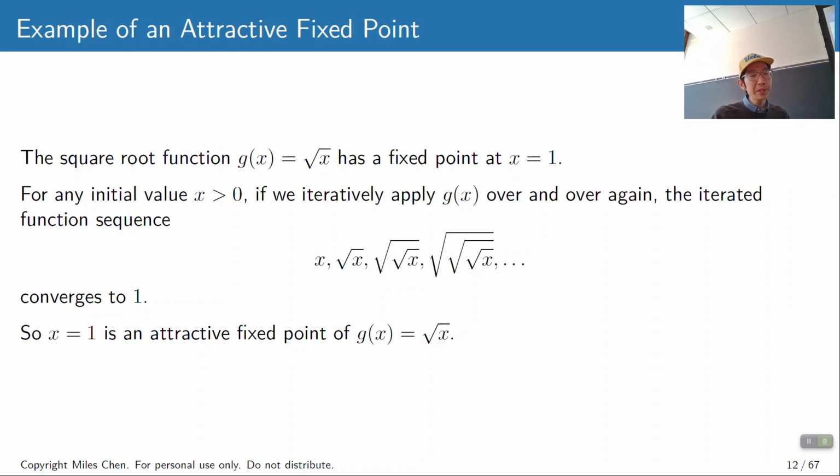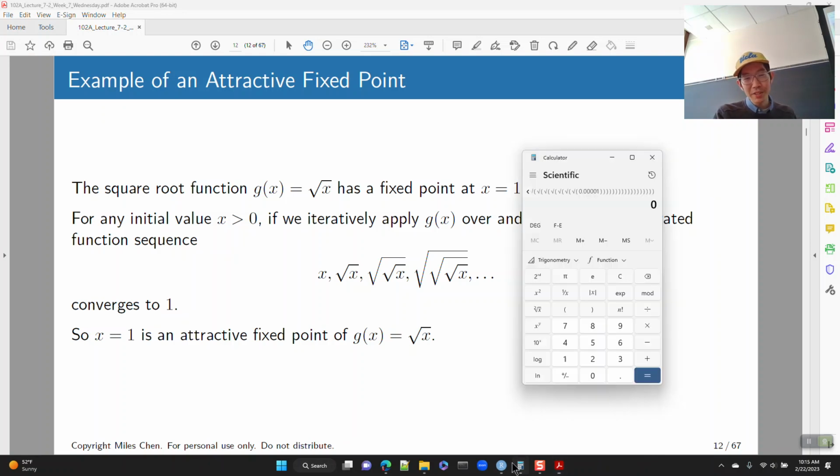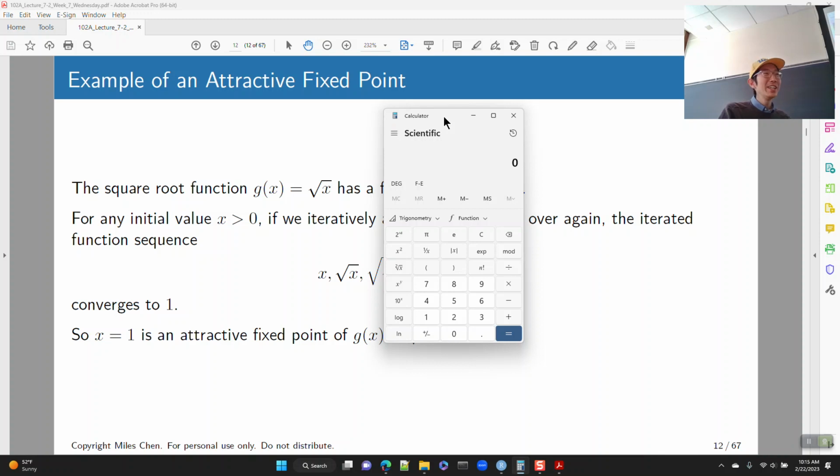So here's an example of an attractive fixed point, the square root function, all right? Did you ever play around with a square root function in grade school when you first got your calculator, right? You plugged in a big number, and you say, okay, what's the square root of this thing? 10 million, what's the square root of that? 100, what's the square root of that? 10, what's the square root of that? 3.162, and what's the square root of that? 1.778, what's the square root of that? 1.333. And you keep taking the square root, and what happens?